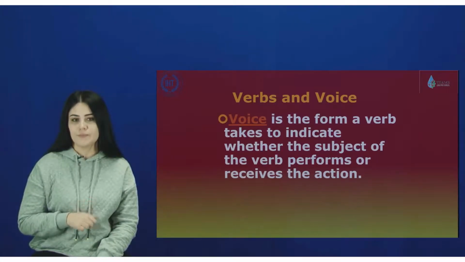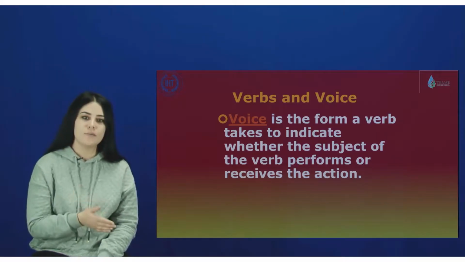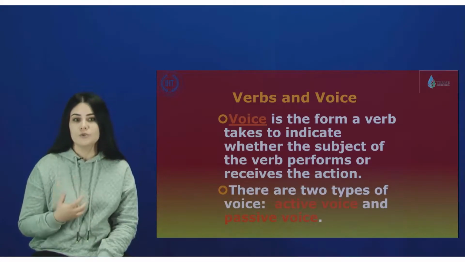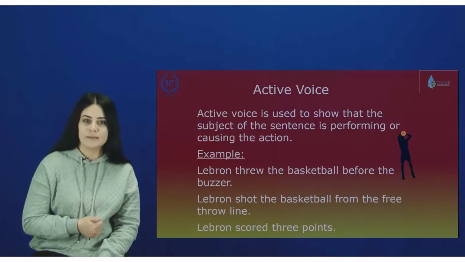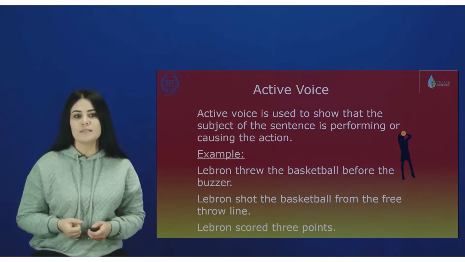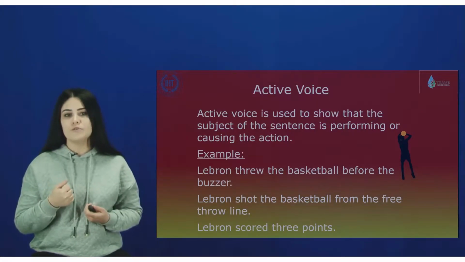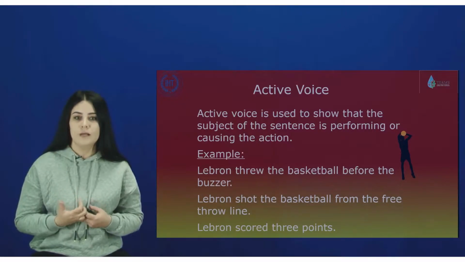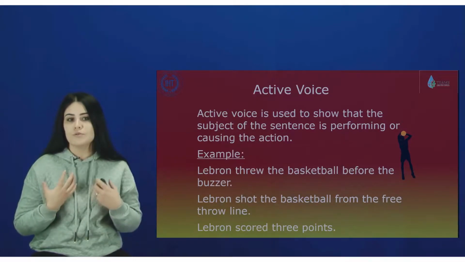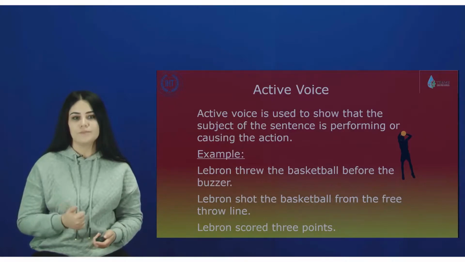Verbs and voice. Voice is the form a verb takes to indicate whether the subject of the verb performs or receives the action. There are two types of voice, active and passive. Active voice is used to show that the subject of the sentence is performing or causing the action. See the example. LeBron threw the basketball before the buzzer. LeBron shot the basketball through the line. LeBron scored the point. So here you see all the actions are done by LeBron.